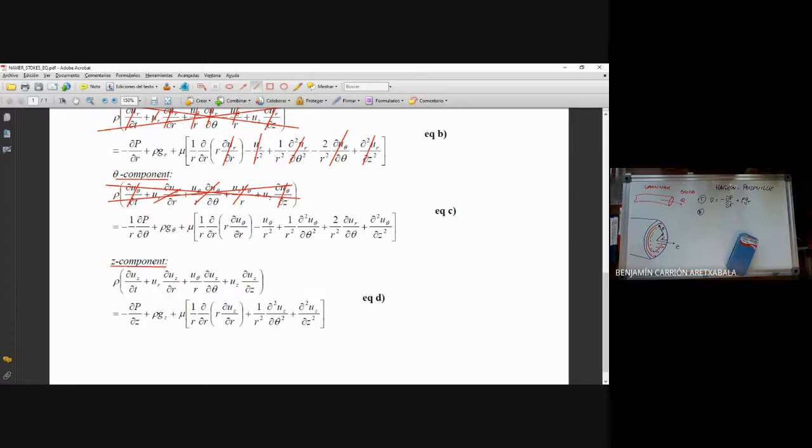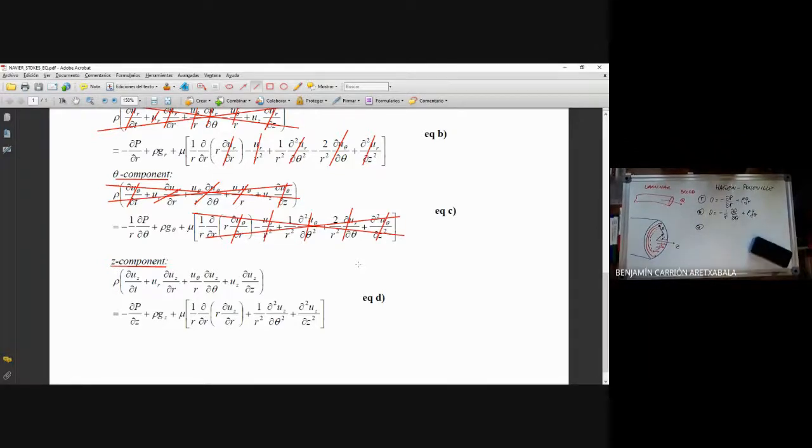The same as before, the derivative of u theta with respect to r is 0. U theta is 0. This derivative is also 0. This is 0. This is 0. So no viscous effect in the tangential direction. And what we get again is that 0 is equal to minus 1 over r, the derivative of pressure with respect to theta, plus rho g theta. Great. So pretty similar to before.